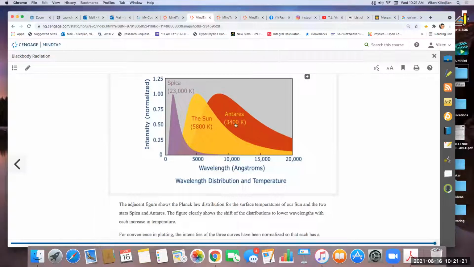So it's okay. The coloring is also okay. This is going to look blue or violet. So that's the star called Spica. Its temperature is 23,000 Kelvin. The sun's temperature, 5,800 Kelvin. Antares is a cold star, so it will peak in the red region. So this graph is better done, and it is normalized so that all their peaks are at 1.